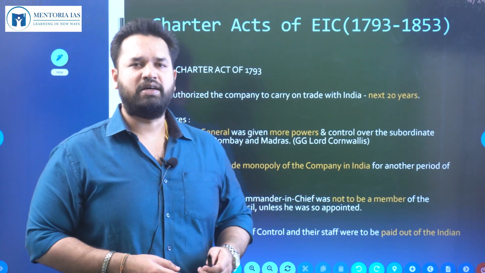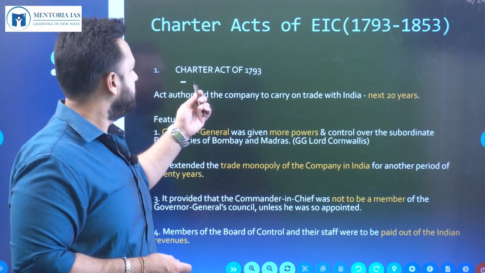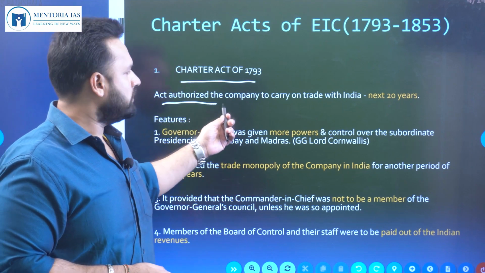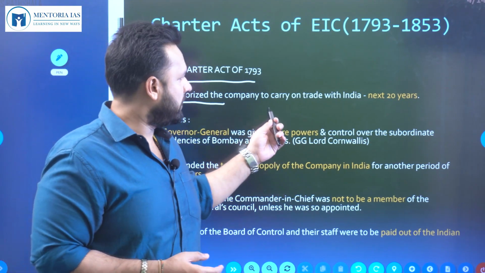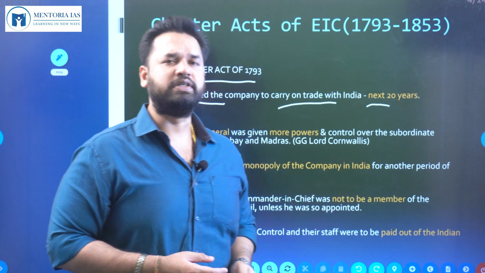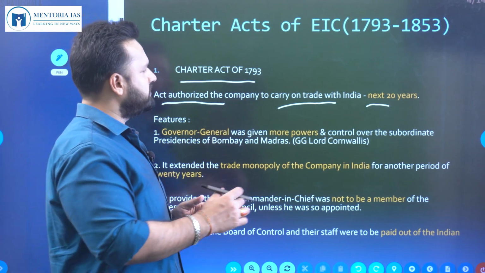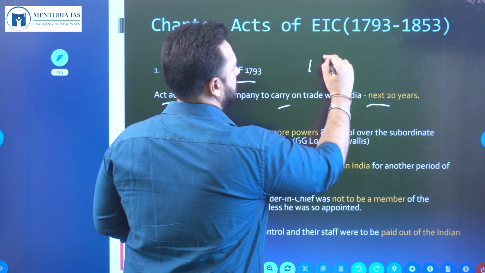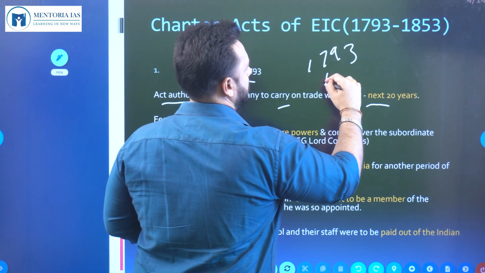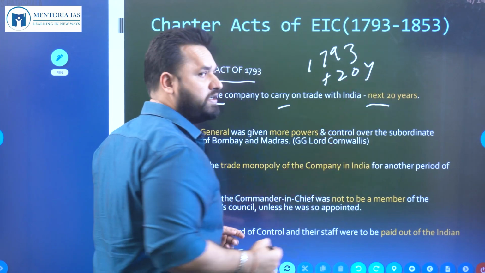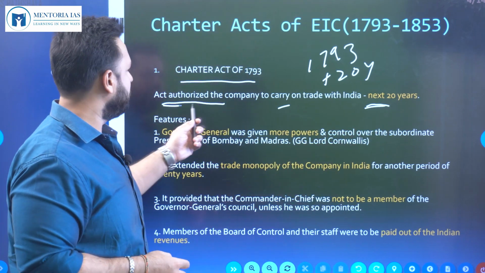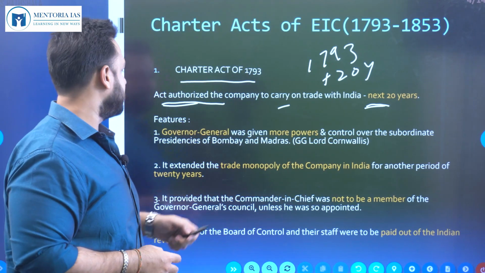Now let us have a look at the Charter Act of 1793. What is this act? It authorized the company to trade within India for the next 20 years. It said 1793 plus 20 years, East India Company, you can trade exclusively in India. That was given by the Charter Act of 1793.